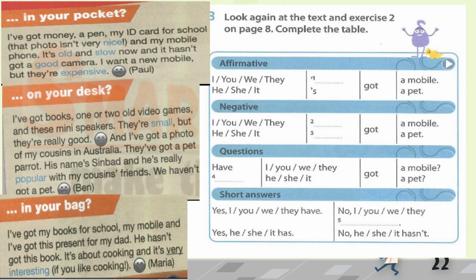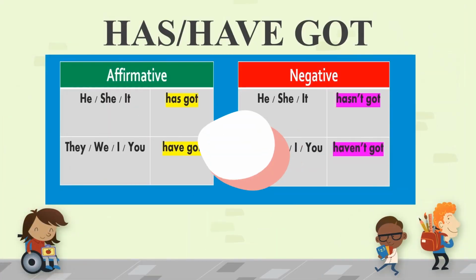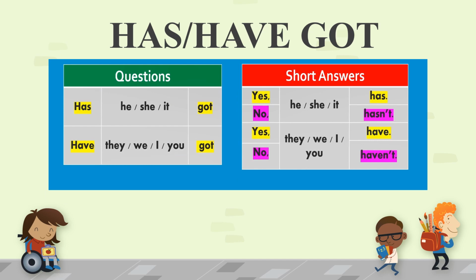Okay, I hope you understand the explanation. Let's move on to the next lesson. We also learn about this one, has, have, got, affirmative, negative, and then we learn about this one, how to answer question and short answer.